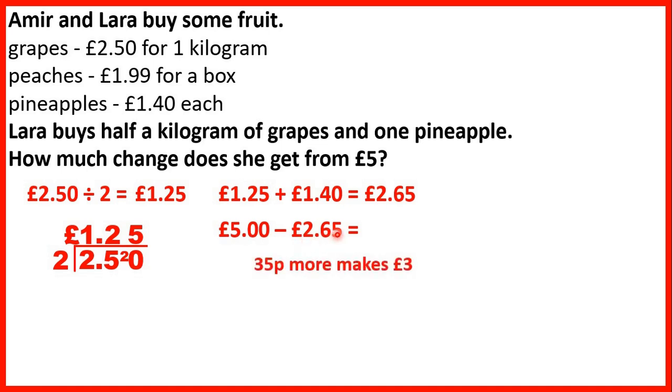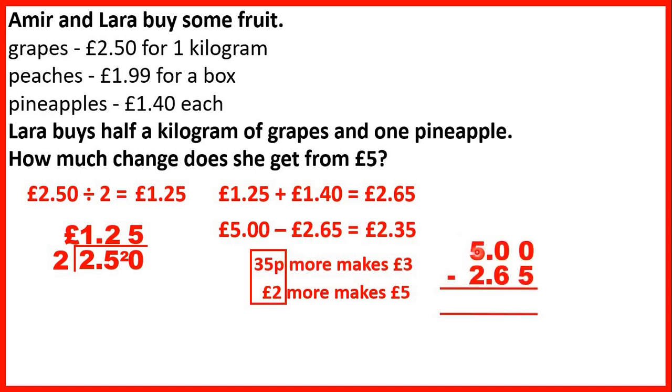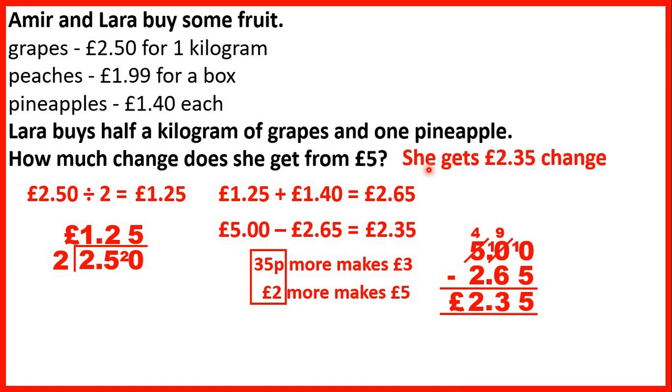So from £2.65, another 35p makes £3 because 65 plus 35 is 100. And then from £3 to get to £5, we need £2 more. So altogether, that's a difference of £2 and 35 pence. So the change is £2.35. Or if counting on is a bit too confusing, you can just set the question out as a column subtraction and answer it in that way instead. So she gets £2.35 change.